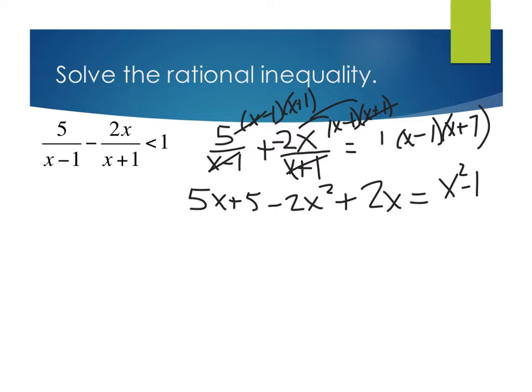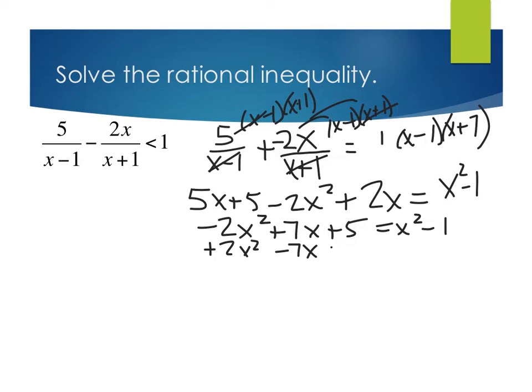Now let's go ahead and combine like terms. So we have negative 2x squared plus 7x equals x squared minus 1. You could move the x squared and the minus 1 over to the left-hand side, but if you do that, then you would have to make sure we factor out a negative when we go to solve this quadratic. I'm just going to go ahead and add 2x squared to both sides, subtract 7x, and subtract 5, and get everything over to the right side. So I have 0 equals 3x squared minus 7x minus 6.